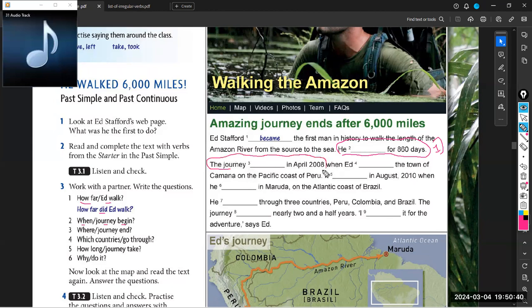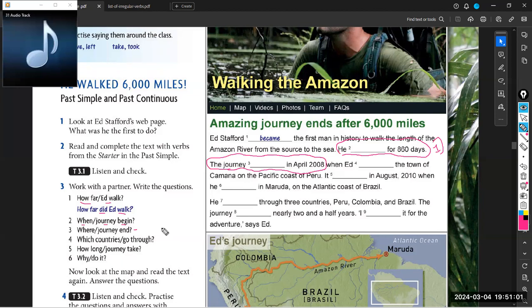Exactly. So I have to write "began" because it is the answer. In the question, I have to write "did" and the base form of the verb. So the journey began in April 2008. Now, number 3. How can I ask a question using "where" and "journey"? Did the journey end? Bravo. Where did the journey end?